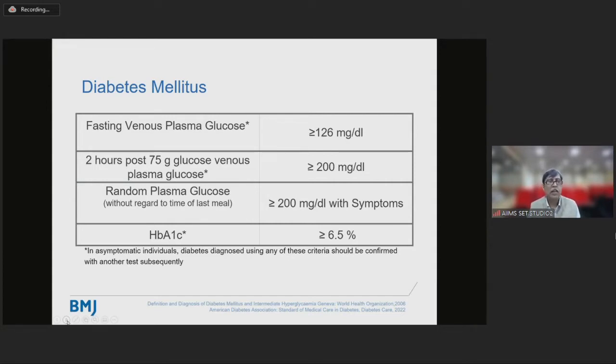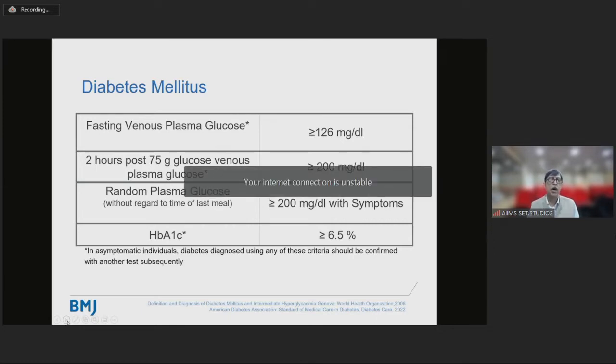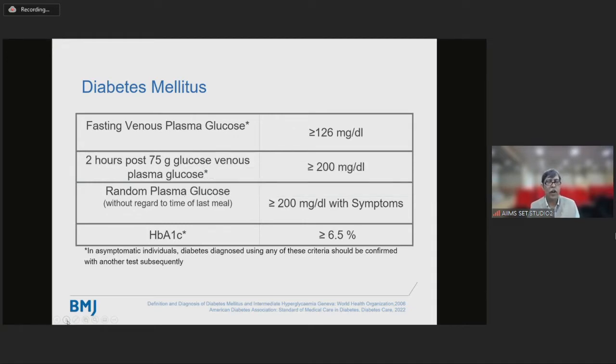And as I said, there is a consensus about an A1C value of 6.5% or more for the diagnosis of diabetes. In asymptomatic individuals, diabetes can be diagnosed using any of these criteria, and it should be reconfirmed with another test.